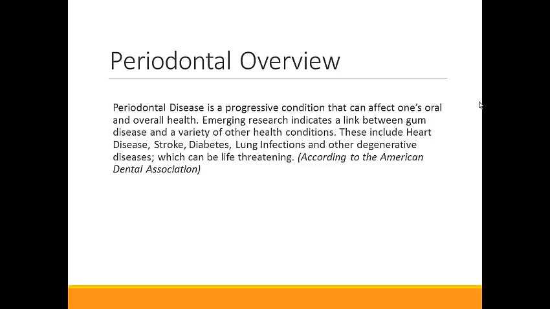As a periodontal overview, periodontal disease is a progressive condition that affects one's oral and overall health. Emerging research indicates a link between gum disease and a variety of other health conditions. These include heart disease, stroke, diabetes, lung infections, and other degenerative diseases, which can be life-threatening. This is according to the American Dental Association.